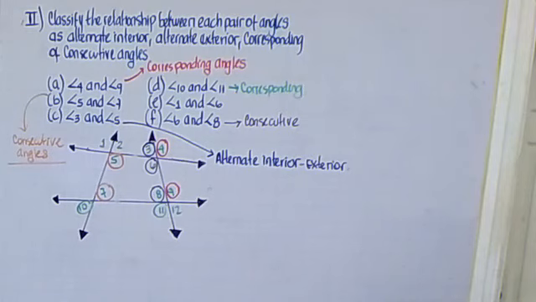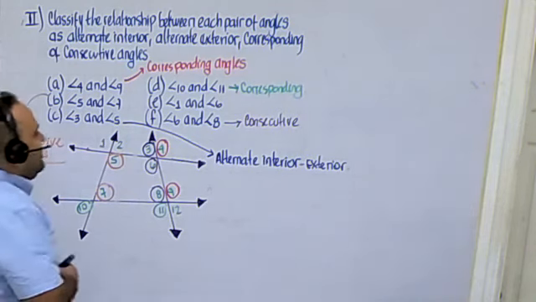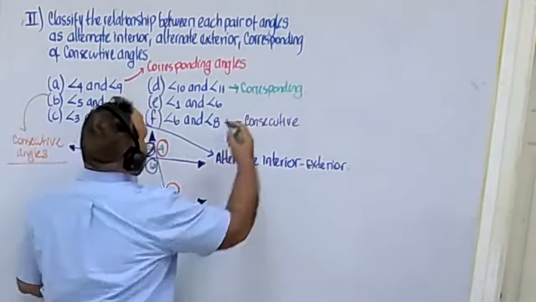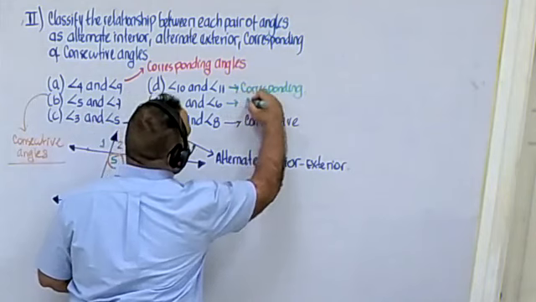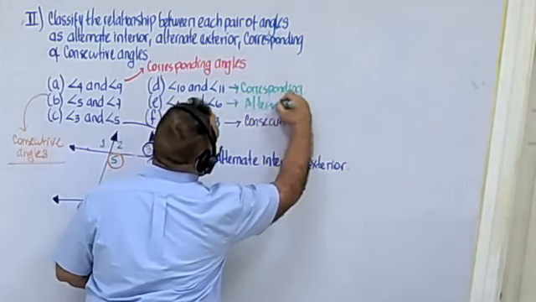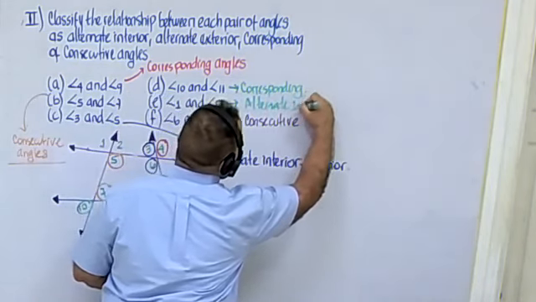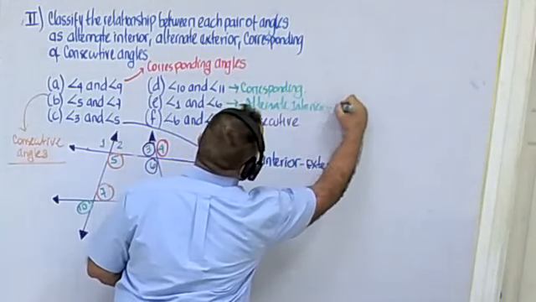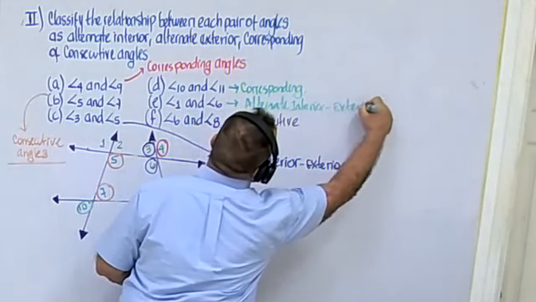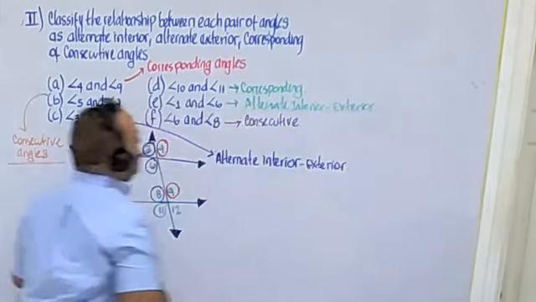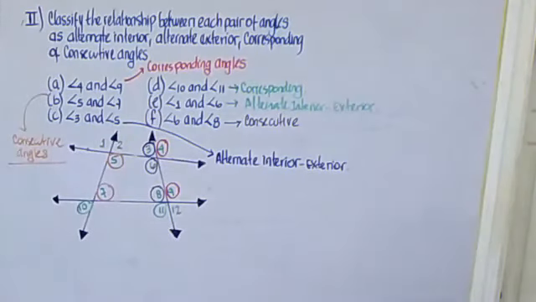Alternate exterior? Exactly, alternate exterior, alternate interior exterior. And that's it. That's all that we have to do to identify the relationship between these angles.